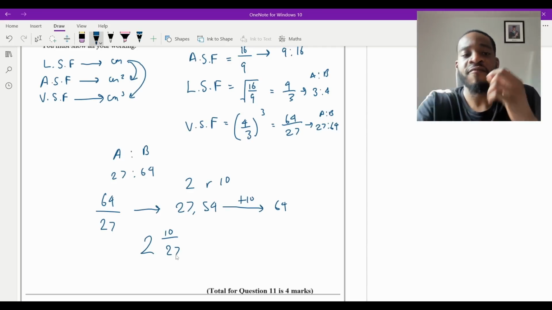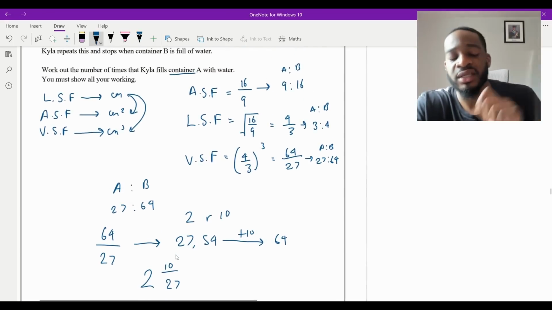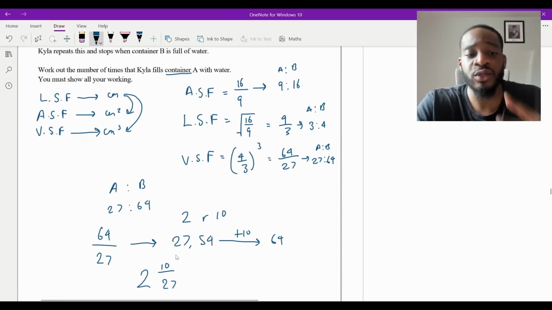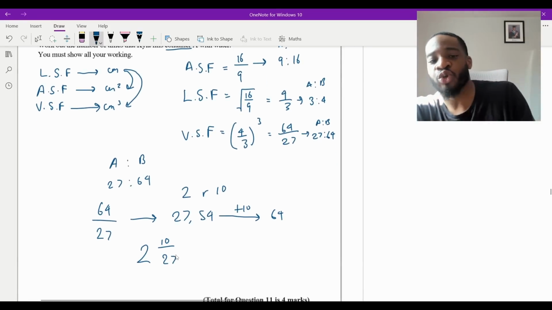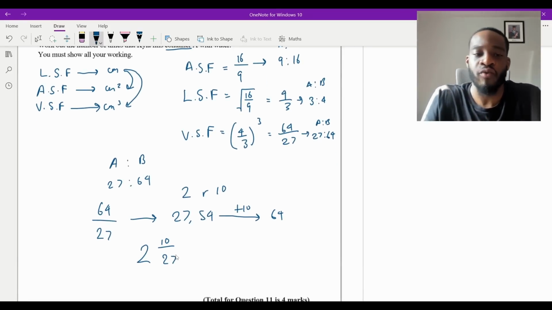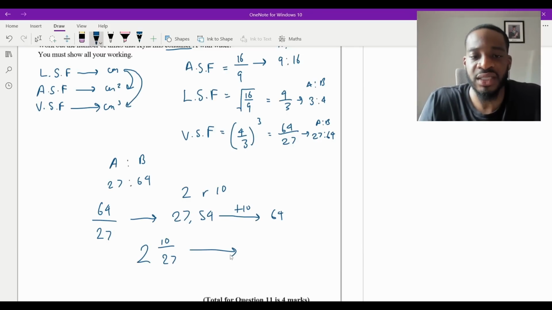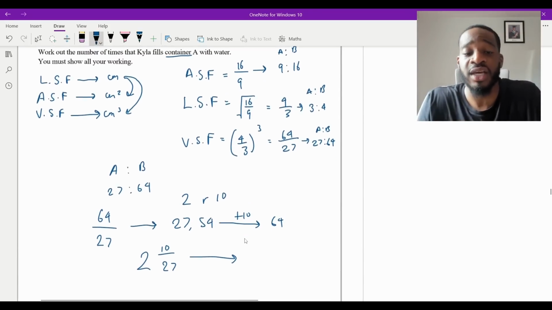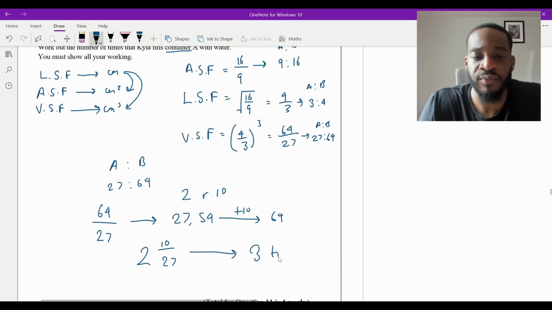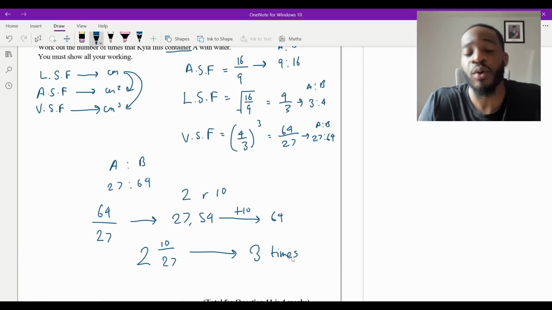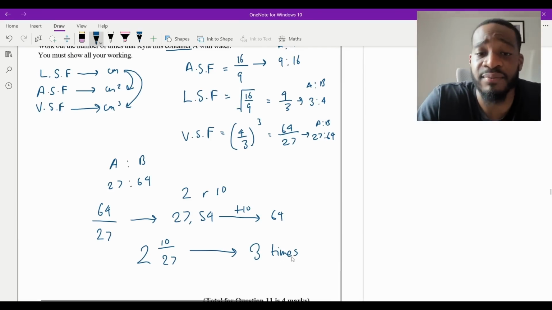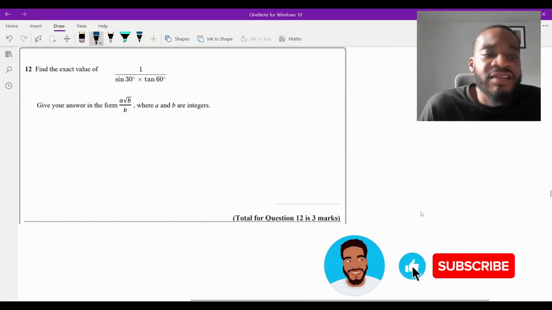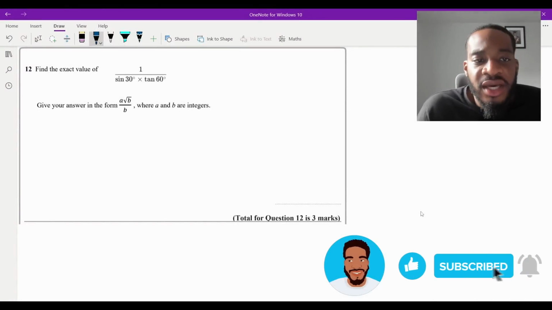Now, remember, we're filling the container A with water and pouring it into B. So we know that after we do it twice, there's still a bit more to do. So we can't stop at 2, right? So therefore, we're going to say that the number of times Kyla would fill the container A with water would have to be 3 times. Because 2 is not enough, we have to do it one more time. And that's it. Finished.